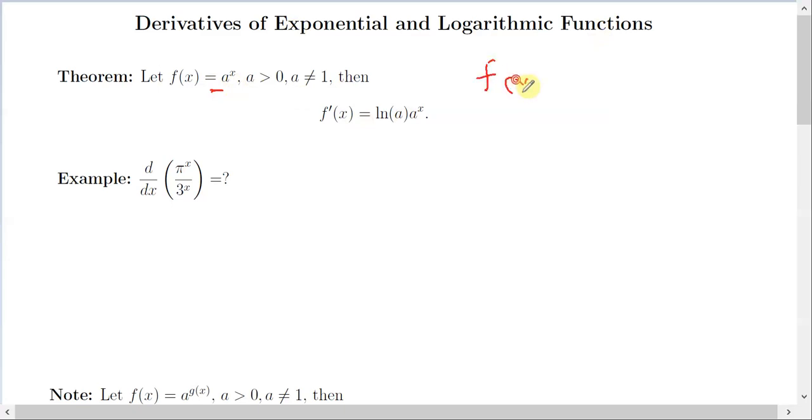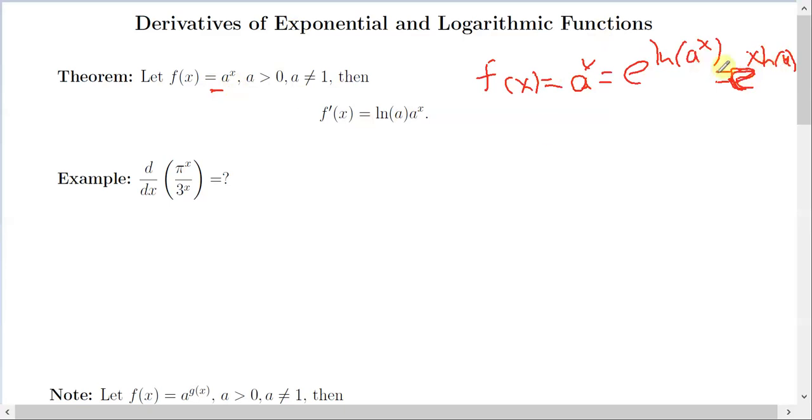If I take a function a to the x, pick whatever a you want, bigger than 0 and not 1, so 2 to the x, 1/2 to the x, whatever you want, and rewrite it as e to the natural log of a to the x, because the e and the natural log cancel out. That's a true statement. And then I'll use properties of logarithms to allow me to write this as e to the x natural log of a. The x comes out in front on this exponent.